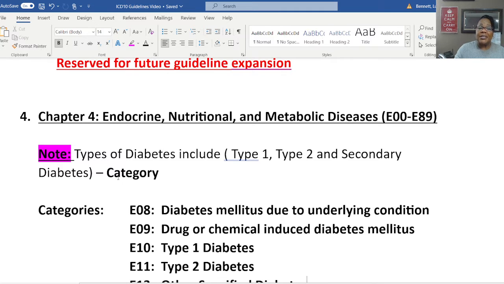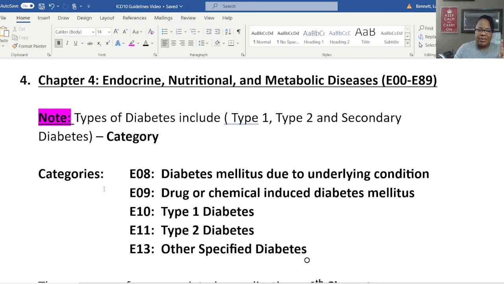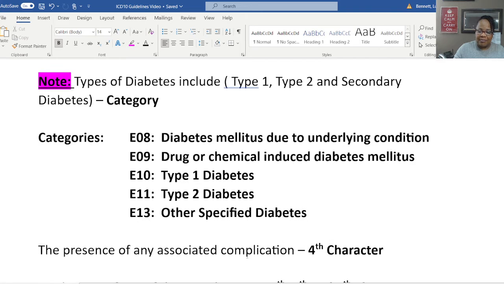And first I want to say that the type of diabetes, type 1, type 2, and secondary are the category. Those are the first 3 digits of the code. So for example, E08 is for diabetes mellitus due to underlying condition. E09 is drug or chemical-induced diabetes mellitus. E10 is type 1 diabetes. E11 is type 2 diabetes. And E13 is other specified diabetes.